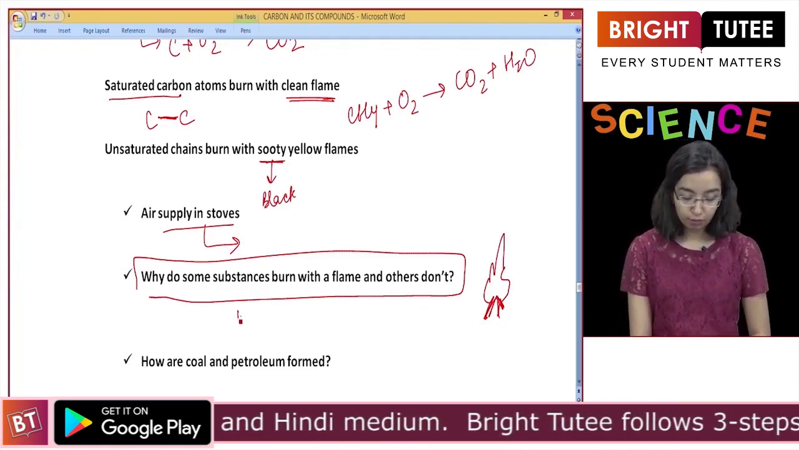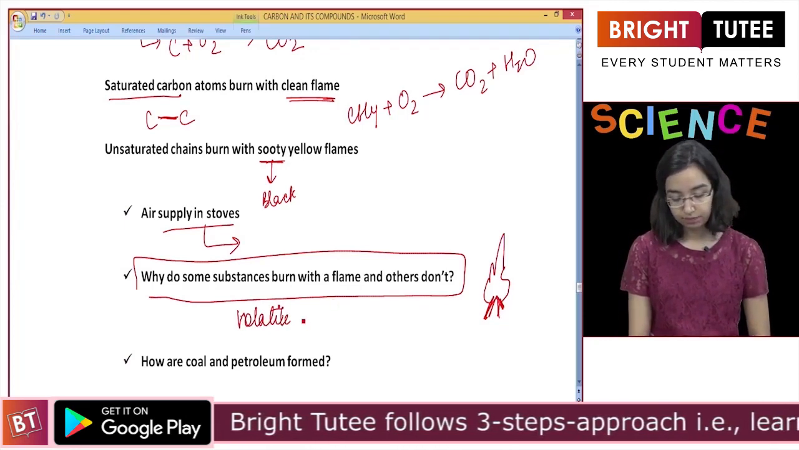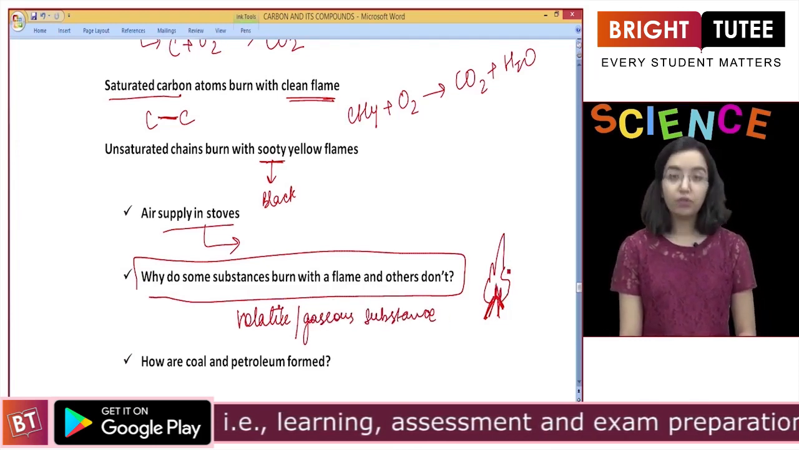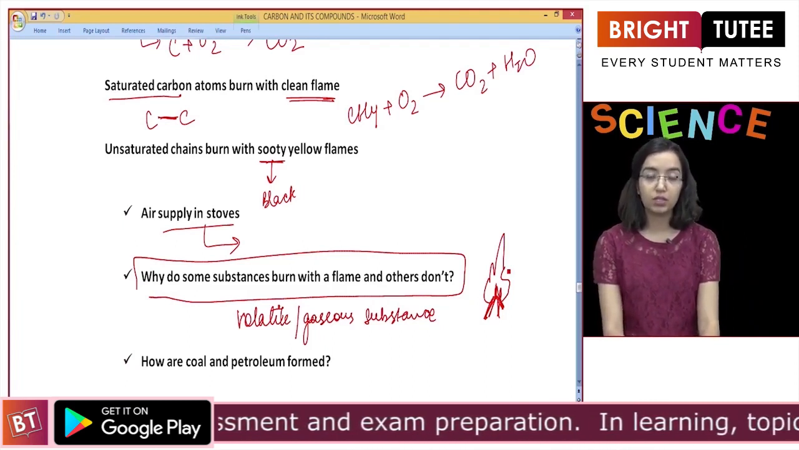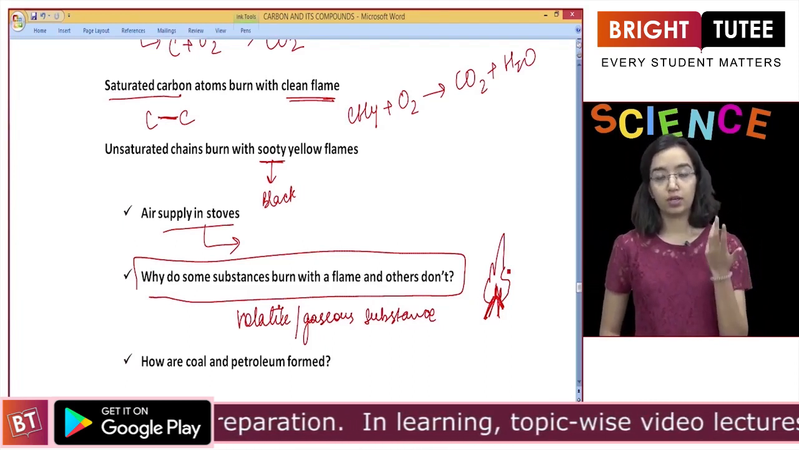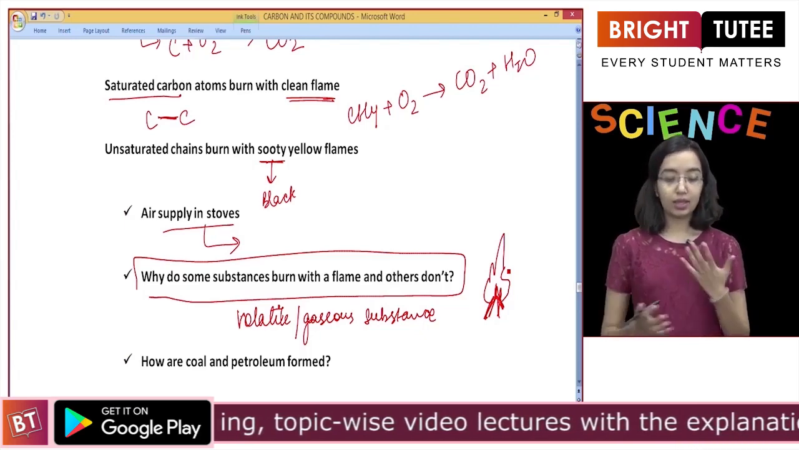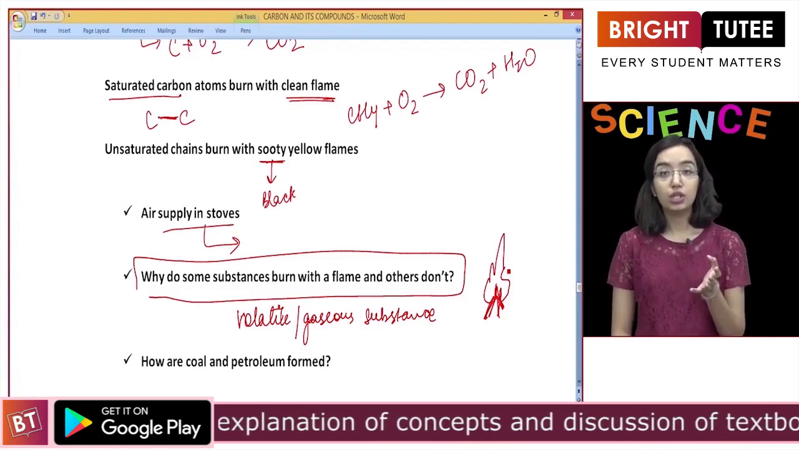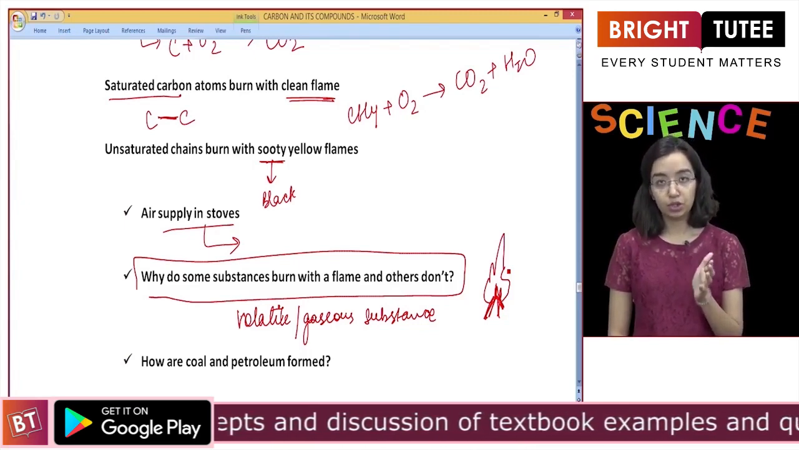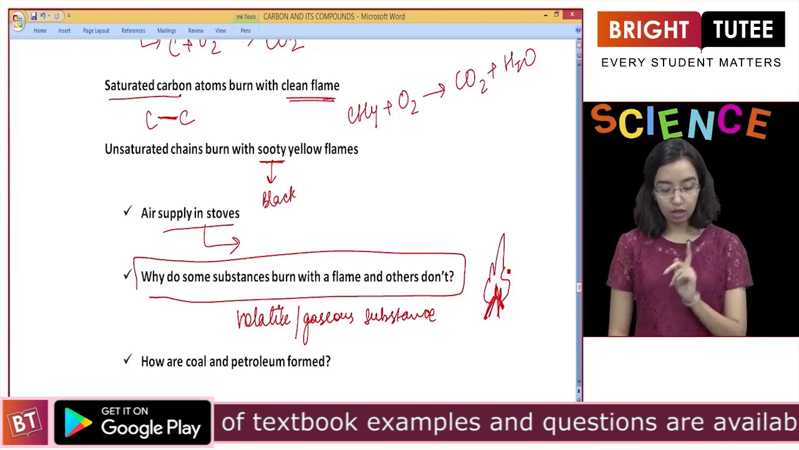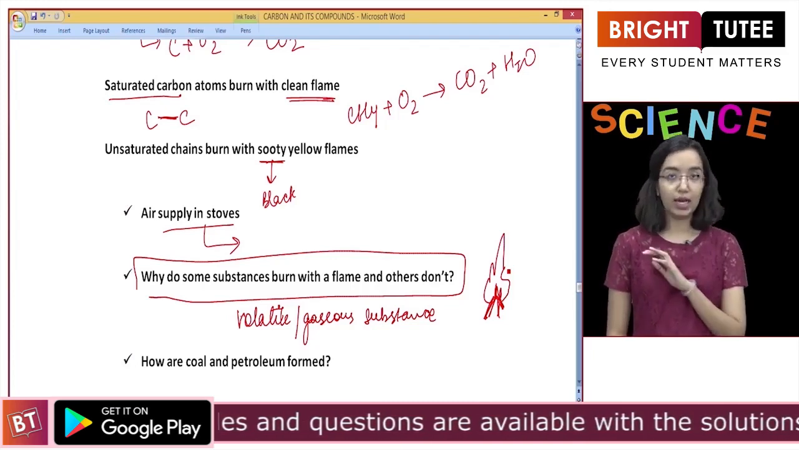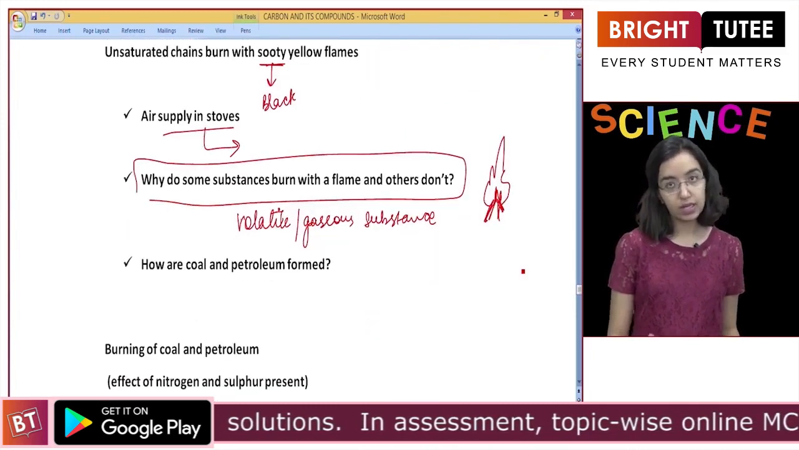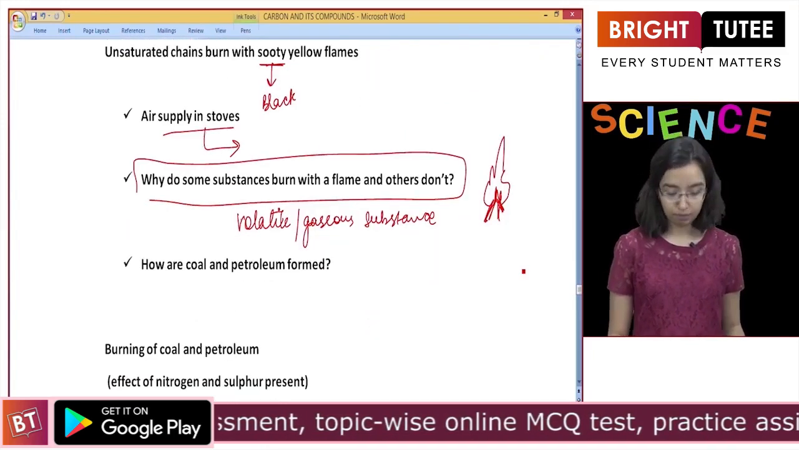The reason is presence of volatile substance. Right? So flame is only given when there's a gaseous substance which when it burns evaporates in the air, and that leads to the formation of a flame. So flame does not indicate the intensity of burning or the temperature, but it only indicates one thing, which is that the compound has volatile material present in it, right? And that is why some substances show flame, whereas others like coal don't, because they exist in solid form.